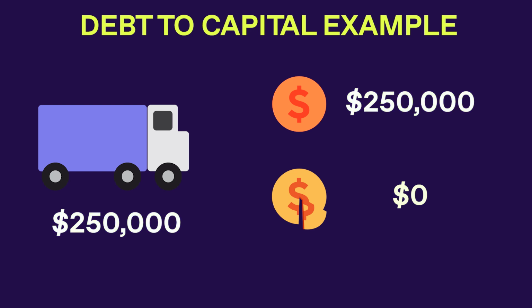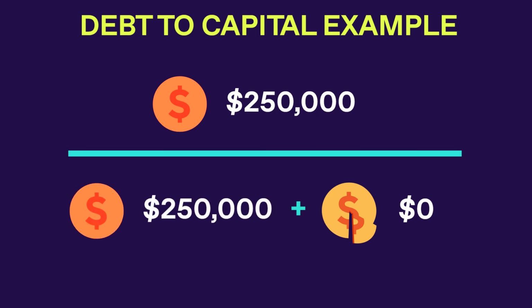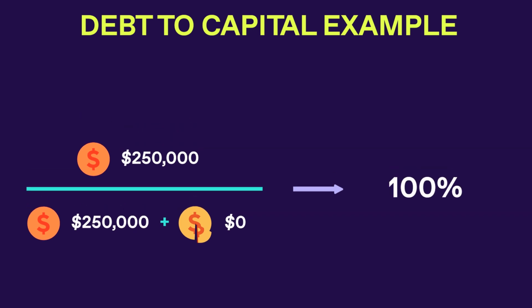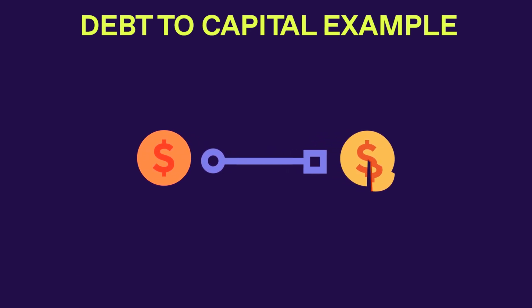In this case, my entire capital structure is driven by debt. I would be 100% debt of my capital. The calculation would be $250,000 worth of debt divided by my debt plus my equity, which also equals $250,000. It's a zero. Therefore, my total structure is 100% debt versus equity. As your business grows, hopefully, the gap between those two numbers becomes greater.